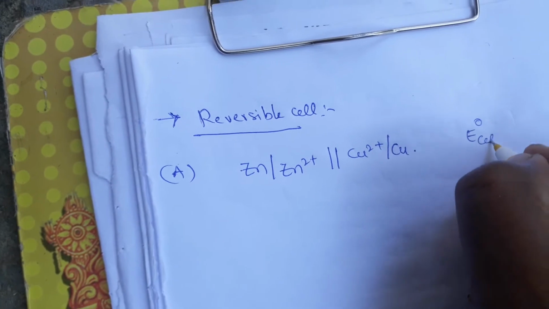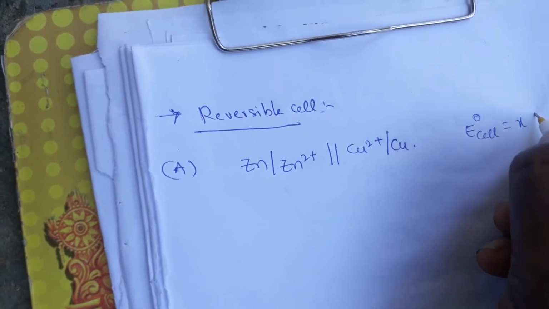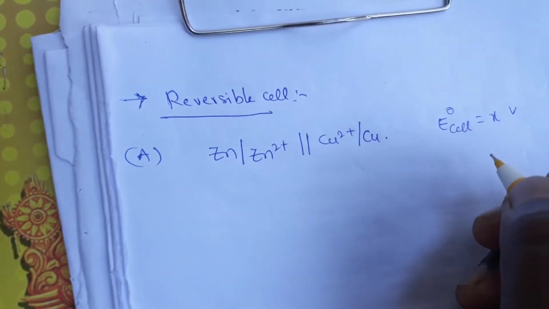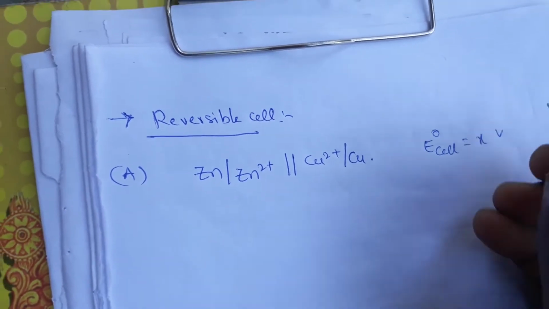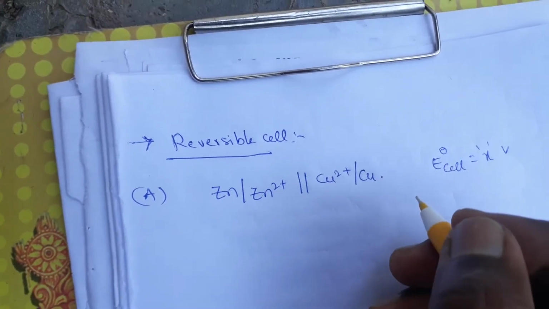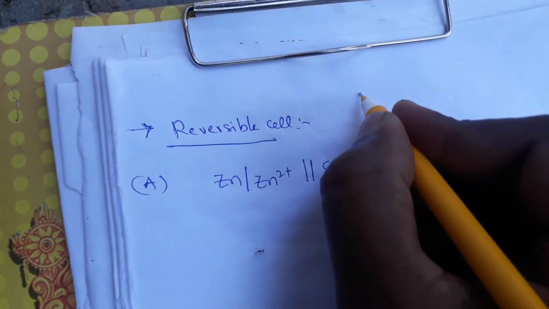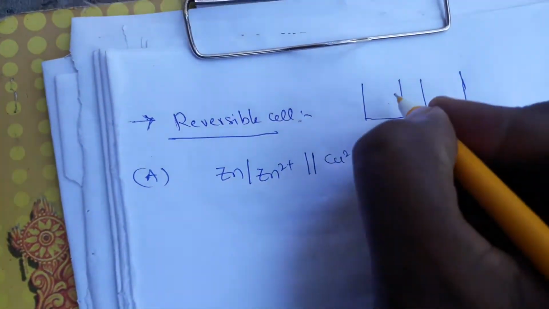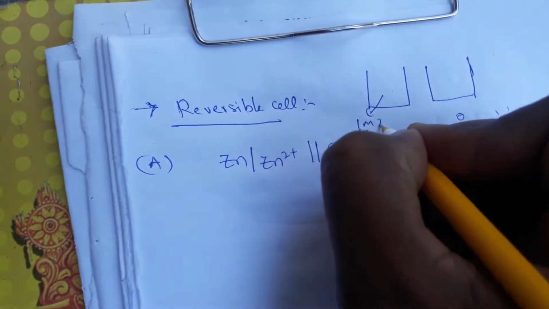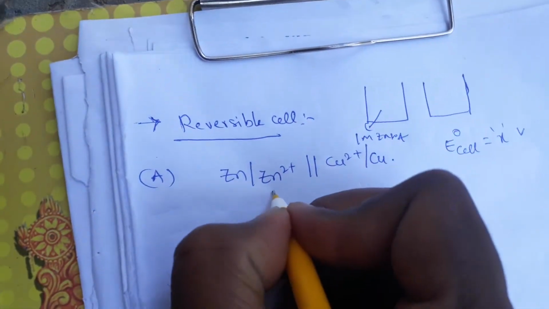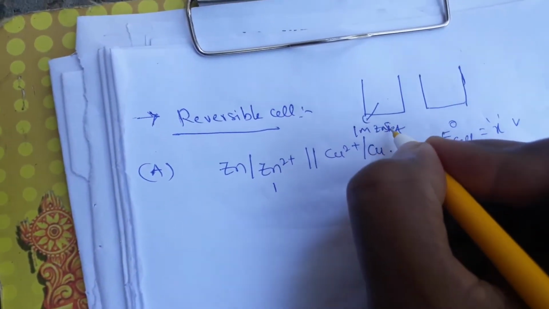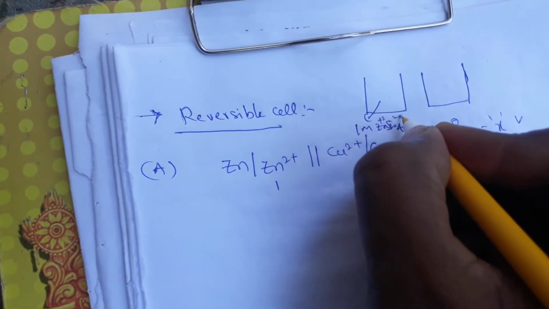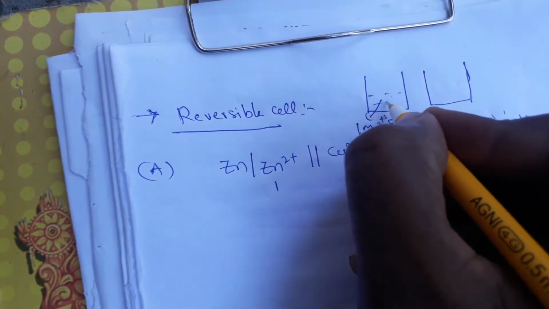Let us assume E cell is equal to x volt. So here x volts of electricity is generated. What is the meaning of this? These are two beakers, one filled with 1 molar zinc sulfate solution. Zinc sulfate means zinc 2 plus and SO4 2 minus. So this is the zinc sulfate solution.